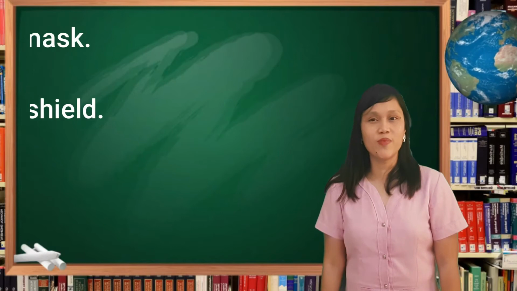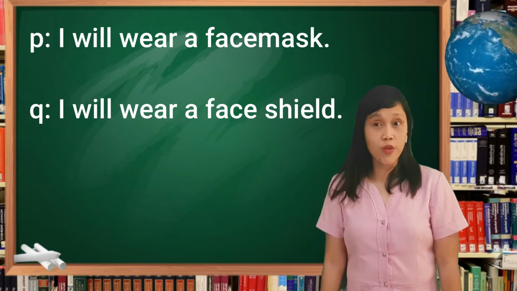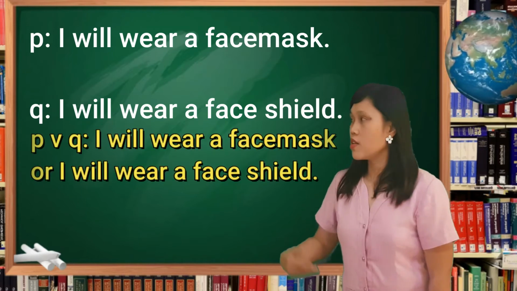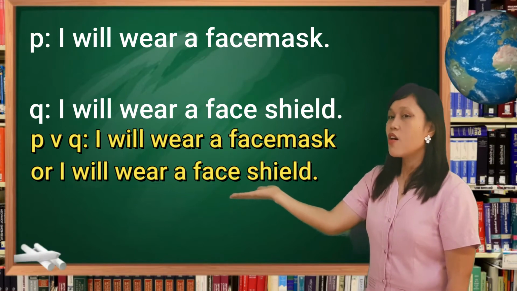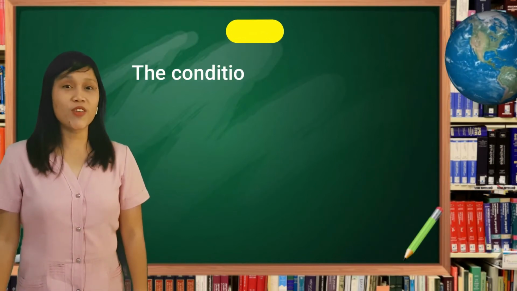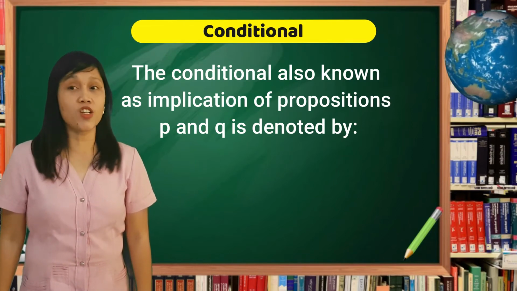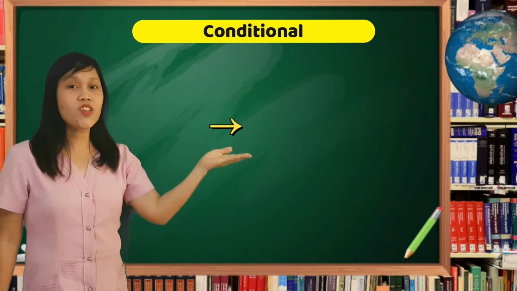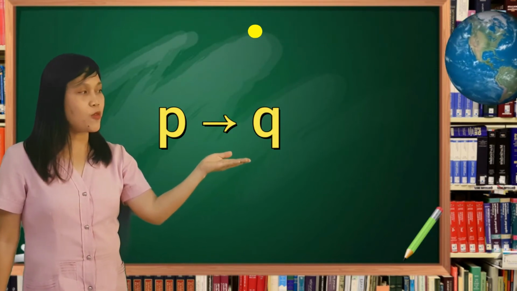Let's have another example. Given the following propositions, P, I will wear a face mask, and Q, I will wear a face shield. To have the disjunction P or Q should be I will wear a face mask or I will wear a face shield. The fourth logical operator is the conditional. The conditional, also known as implication of propositions P and Q, is denoted by this symbol, which is read as P implies Q, or if P, then Q.